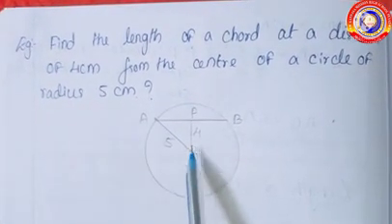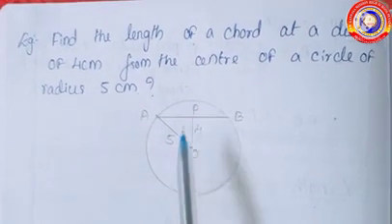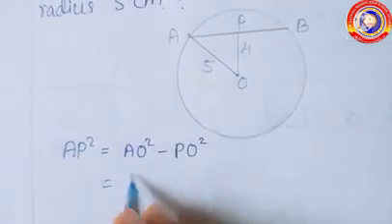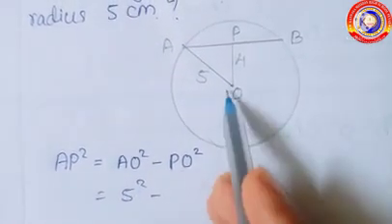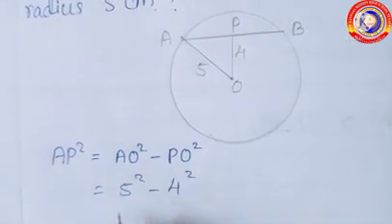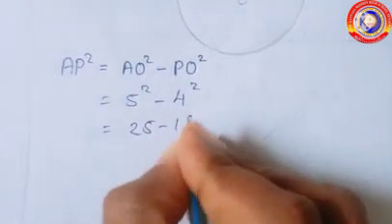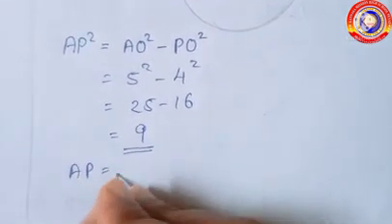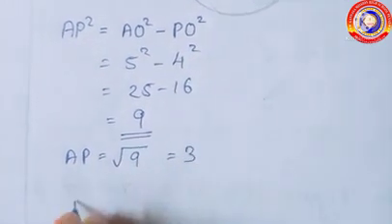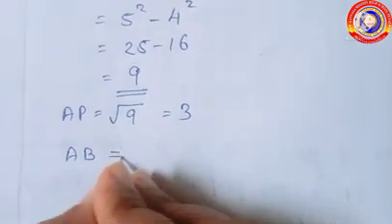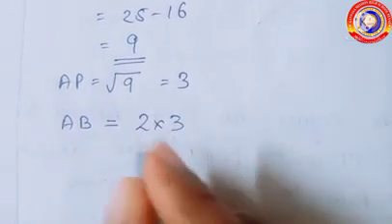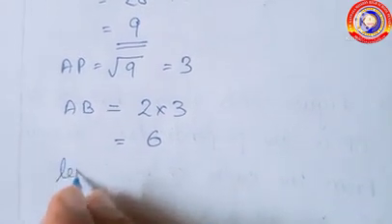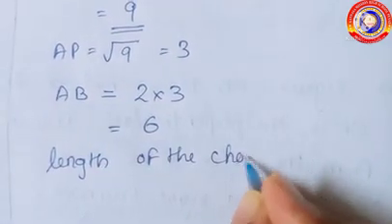For that, AP square is equal to AO square minus PO square. Here AO is 5 cm, so 5 square minus PO, which is 4 cm, so 4 square. 5 square is 25 minus 4 square is 16, which is equal to 9. Then AP is equal to root of 9, that is equal to 3 cm. Then AB, that is the length of the chord, is equal to 2 into 3, which is equal to 6 cm. Therefore, length of the chord is equal to 6 cm.